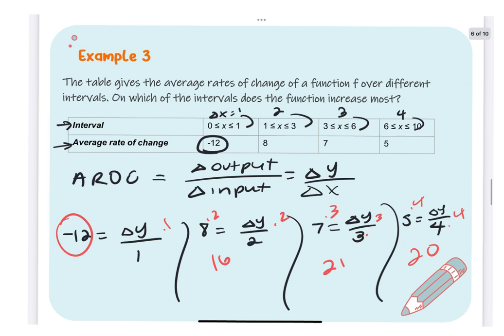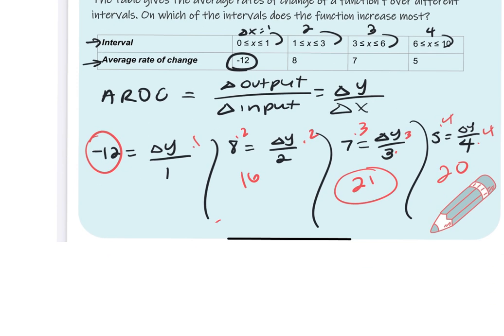So because this is an increase, I rule out the 12 because that was a decrease, and I look at the next 3, and the one that has the biggest change is 21. The biggest increase would be 21. So on the interval of 3 is less than or equal to x, which is less than or equal to 6.